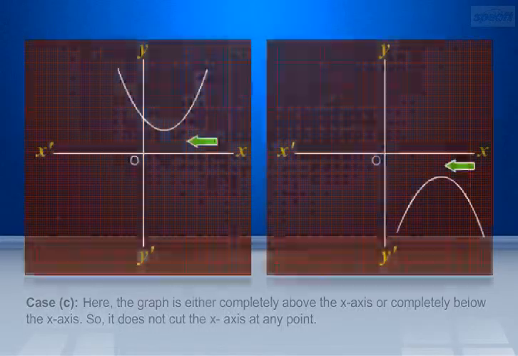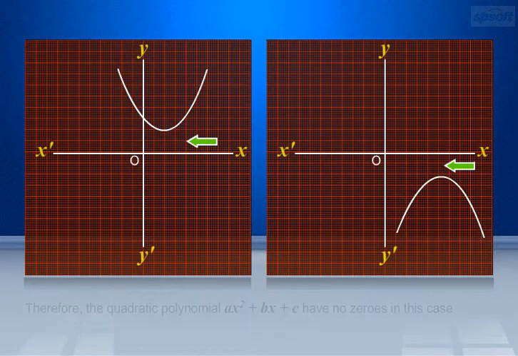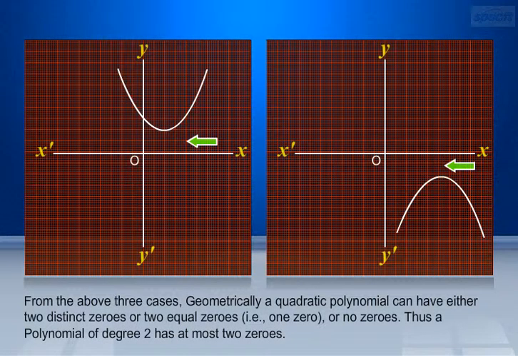In case C, the graph is either completely above the x-axis or completely below the x-axis. So, it does not cut the x-axis at any point. Here in graph, the curve doesn't cut the x-axis, and it is indicated using arrow. Therefore, the quadratic polynomial ax square plus bx plus c has no zeros in this case. From the above three cases, geometrically a quadratic polynomial can have either two distinct zeros or two equal zeros, that is, one zero or no zeros. Thus a polynomial of degree 2 has at most two zeros.